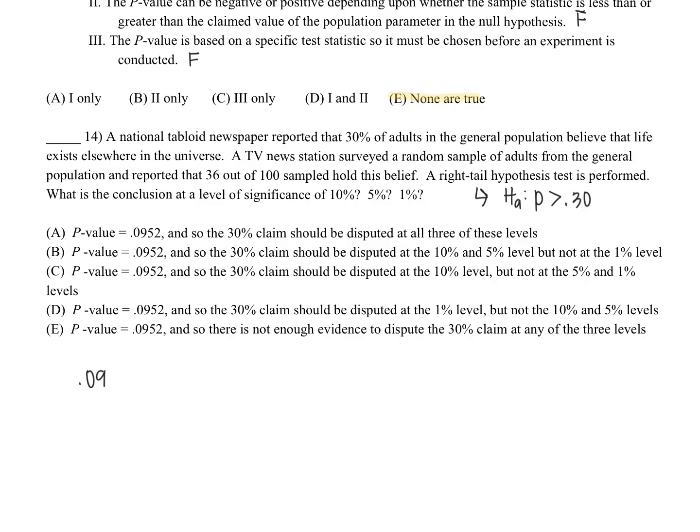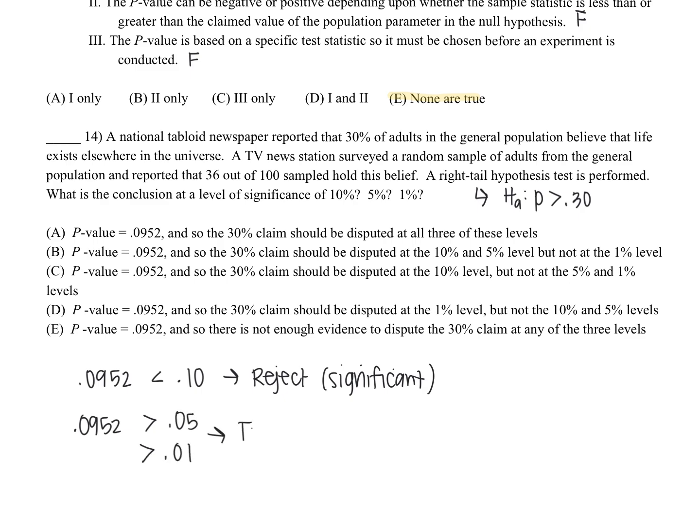So 0.0952 is less than 0.10, so we are going to reject. So it is significant. But 0.0952 is greater than 0.05 and it is greater than 0.01, which means we fail to reject at these levels, and it is not significant. So I'm looking for the multiple choice answer that says that.